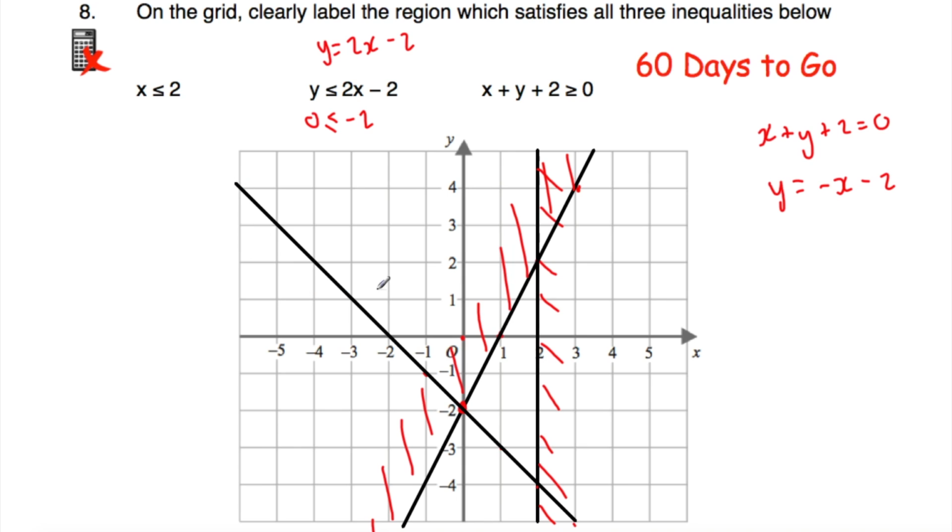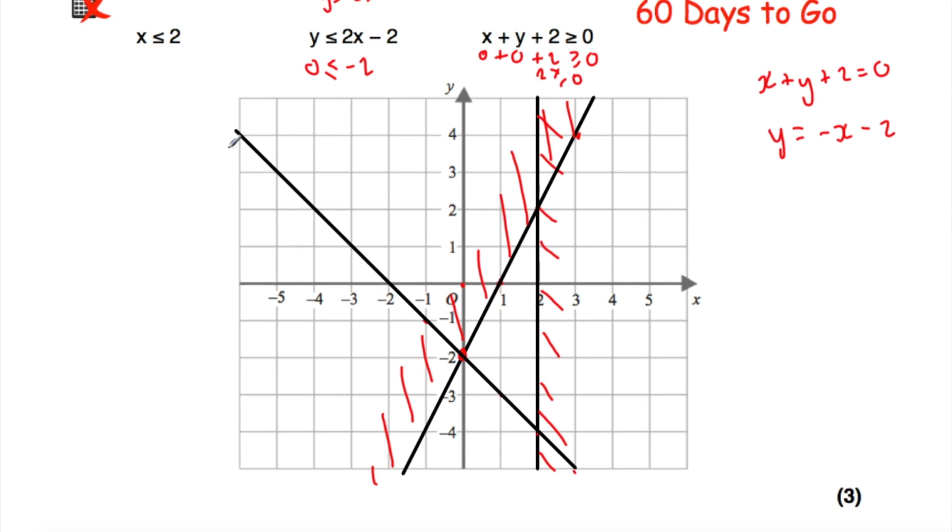Now we want to find out what side of this line we're accepting and which side we're rejecting. So again, I'm going to choose the origin and substitute into our inequality. So we've got 0 plus 2 is greater than or equal to 0. So we've got 2 is greater than or equal to 0, and 2 is greater than 0. So that side does work. So that means we're rejecting below that line. So let's reject below that line. And as you can see, we've got a region here that satisfies all 3 inequalities.